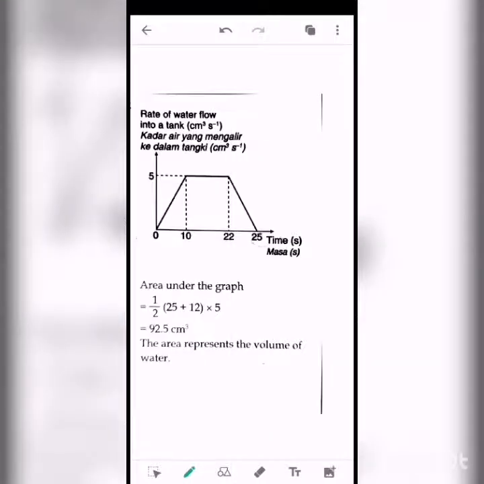Alright, next one. This one also is a trapezium. So here is A, and here is B, H is here. So A is 22 minus 10 will be 12, and then B is 25, H is 5, and then you times it, you get the answer.